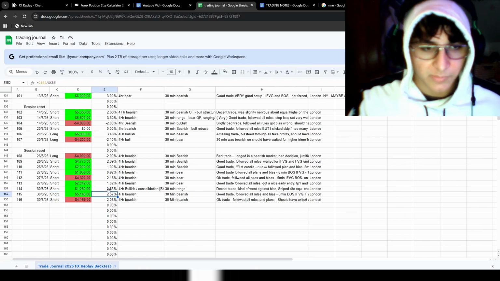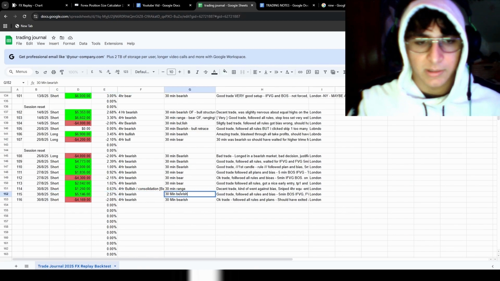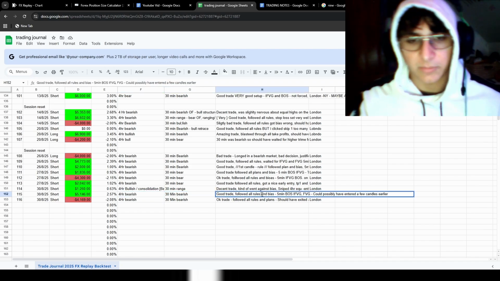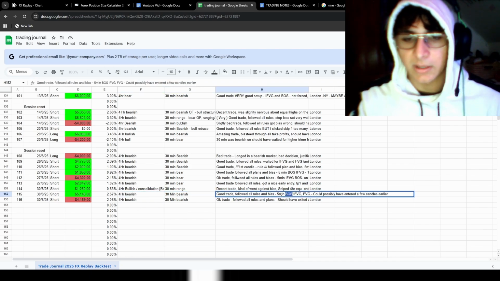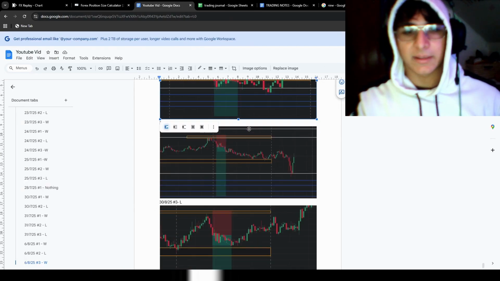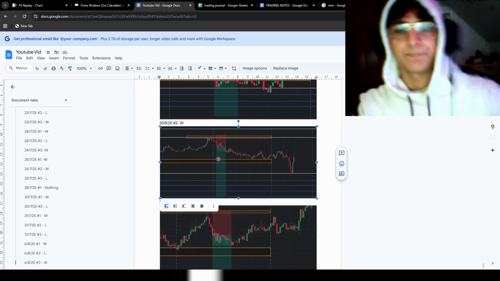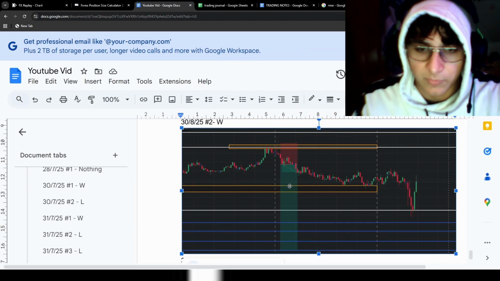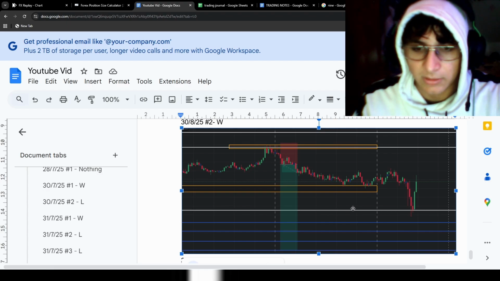Our next short was a nicer, bigger win. The 30-minute was bearish, 4-hour bearish. I said this was a good trade. We followed all rules and our bias, entering on a 5-minute break of structure, fair value gap, and an inverse fair value gap. But we could possibly have entered a few candles earlier. Let me show you guys. So here it was. We hit take profit 1 here, take profit 2 down here.